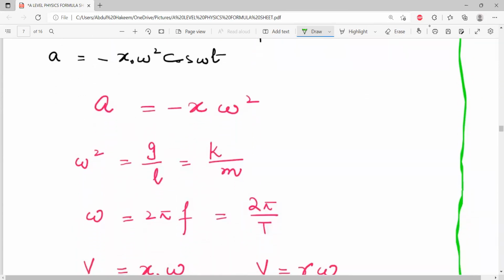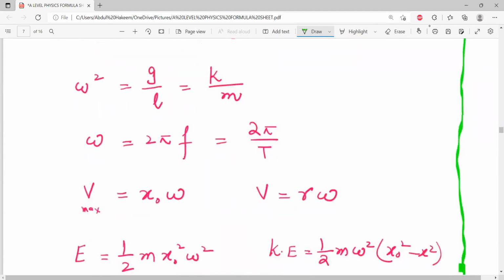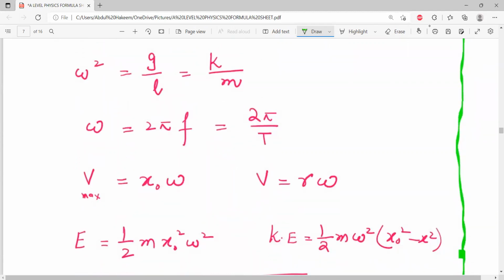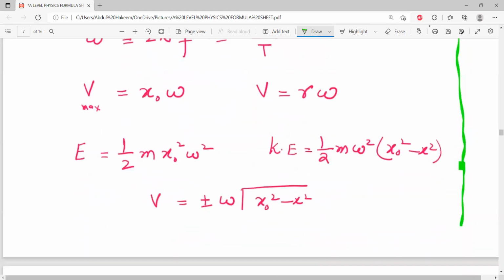So the general equation for the acceleration, a is equal to minus x omega square, where omega square is either g over L or k over m. Omega is equal to 2 pi f or 2 pi over T. V maximum, speed maximum is x naught omega, and v is equal to r omega in terms of the circular motion. The total energy is 1 by 2 m x naught square omega square.